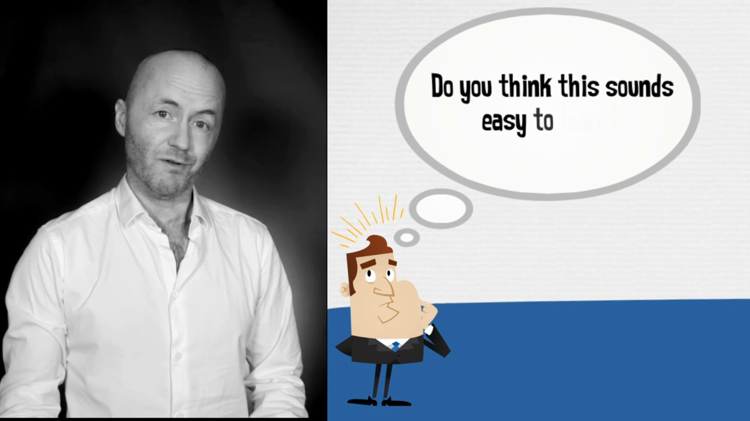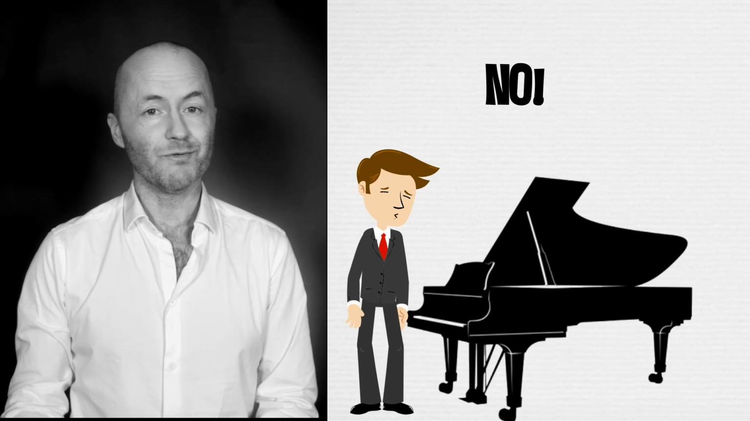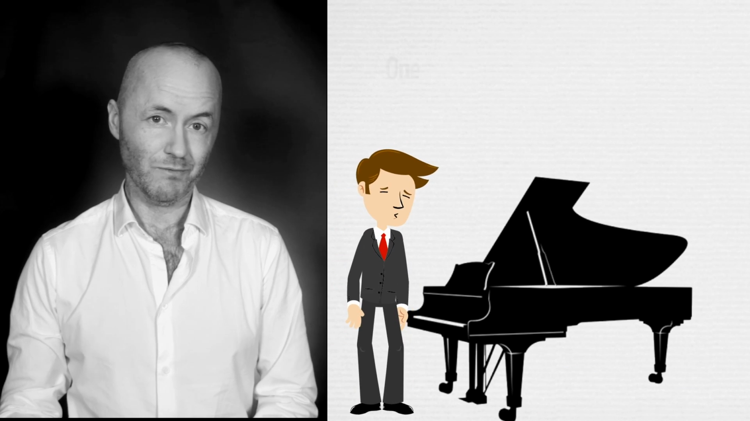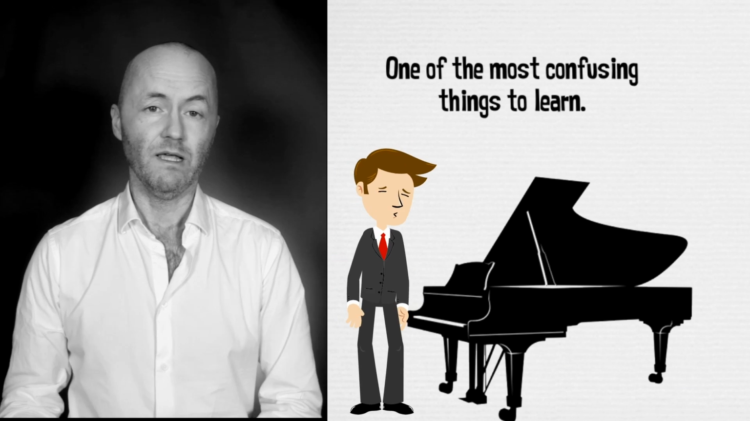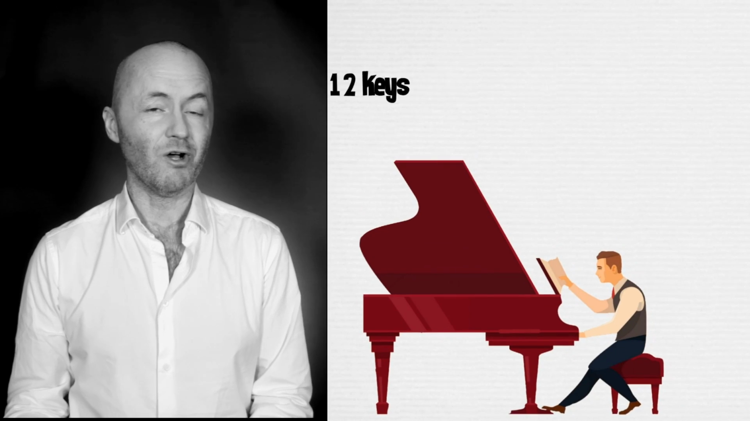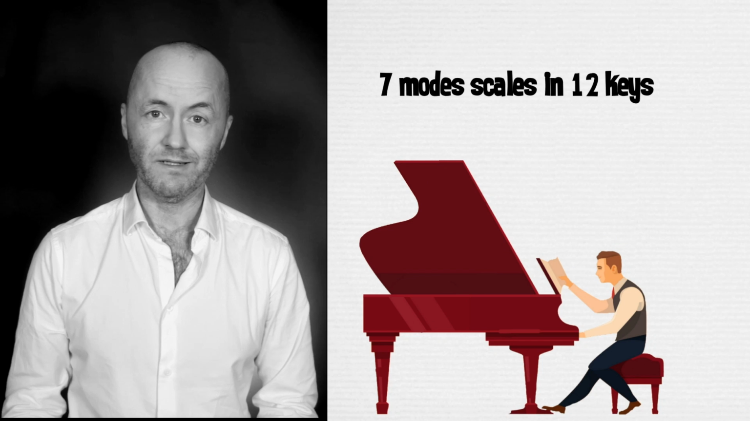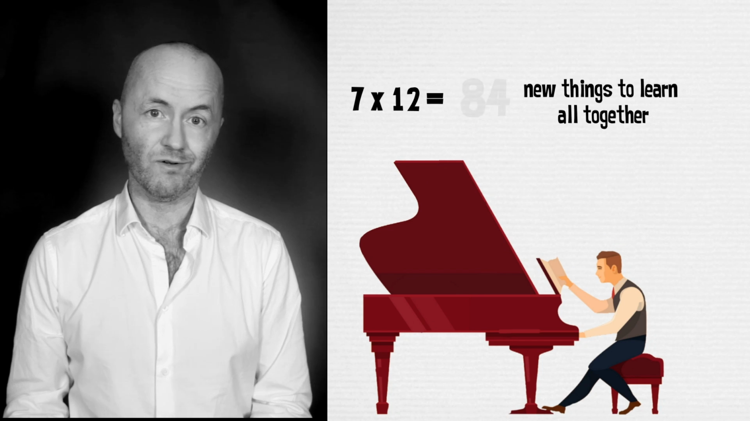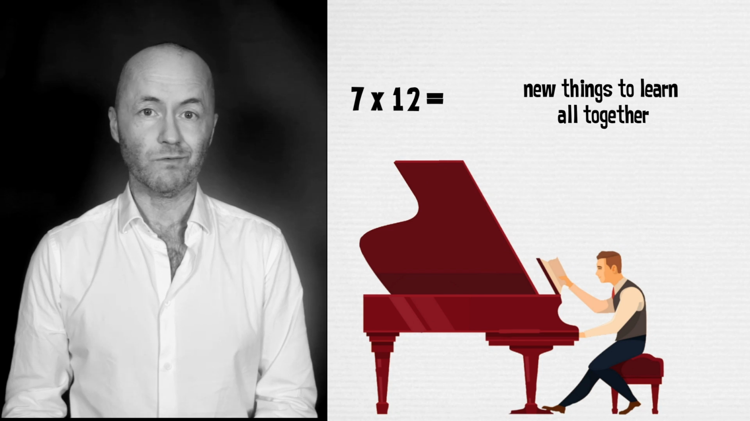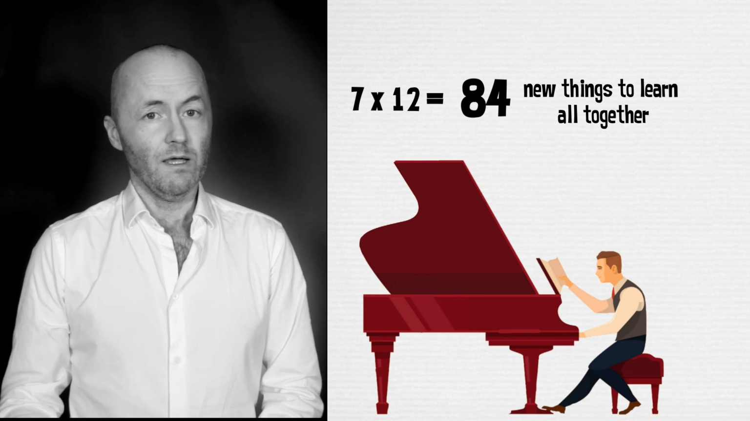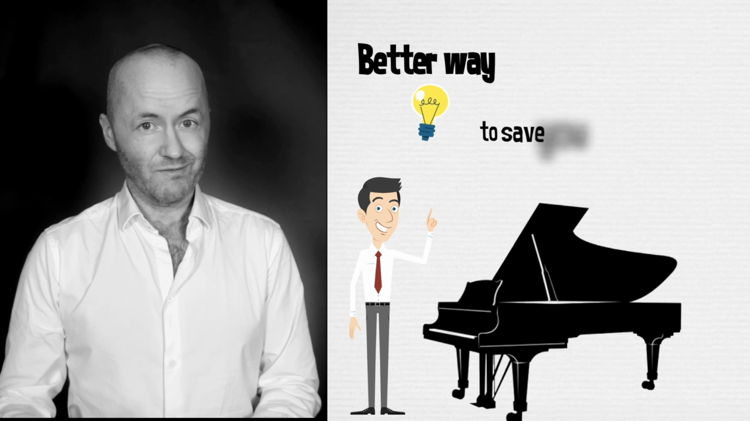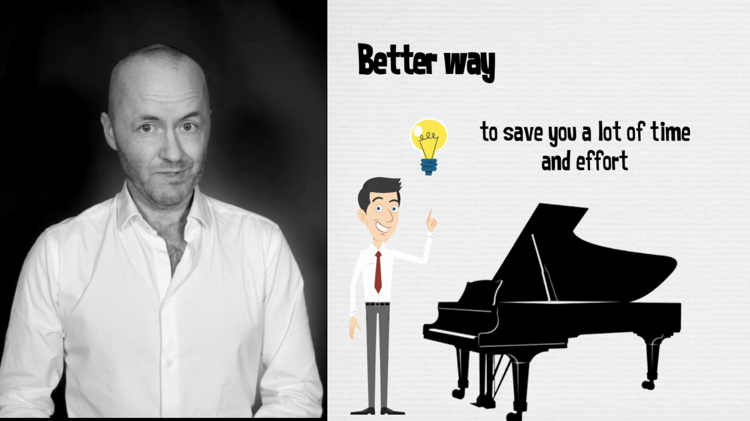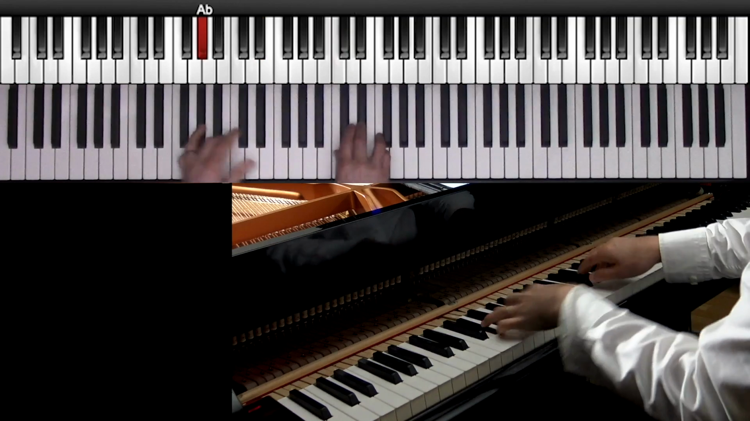So, do you think this sounds easy to learn? No, me neither. Actually, this was something that I found to be one of the most confusing things to learn when I started out as a jazz pianist. Not to mention that I now had to learn all of the 7 mode scales in 12 keys. That's 84 new things to learn altogether. A lot of work that would require a lot of time. But what if I told you that there is a better way that you can save a lot of time and effort? Let me show you now what I discovered.